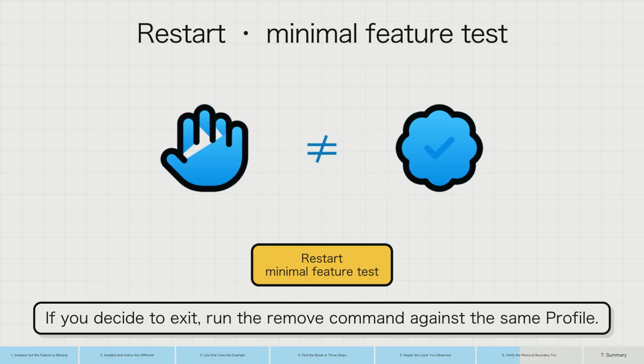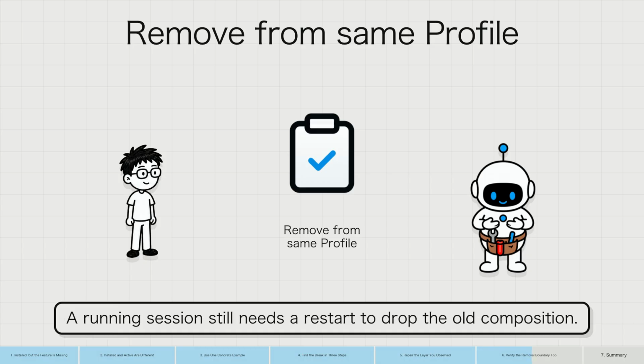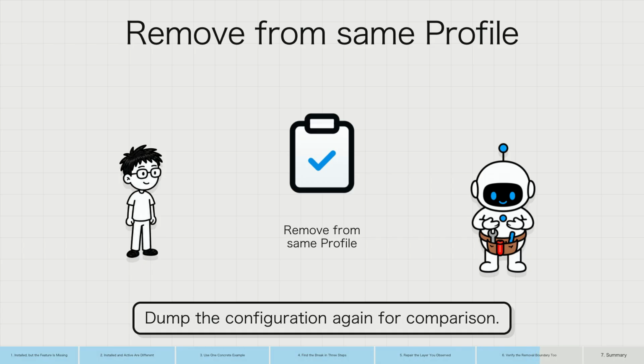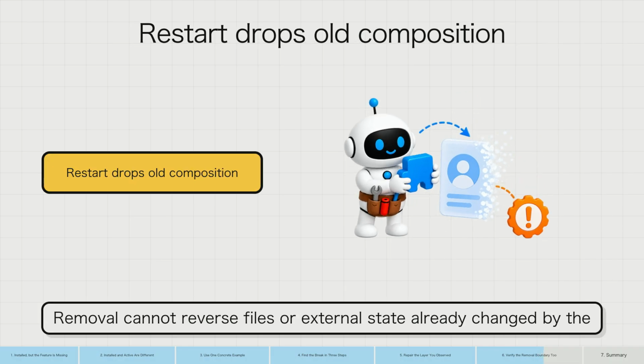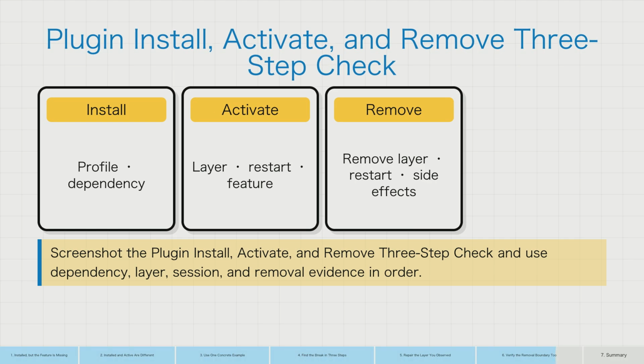If you decide to exit, run the remove command against the same profile. Removal deletes the dependency and capability layer. A running session still needs a restart to drop the old composition. Dump the configuration again for comparison. Removal cannot reverse files or external state already changed by the plugin. People must inspect those effects separately. Screenshot the plugin install, activate, and remove 3-step check for next time.